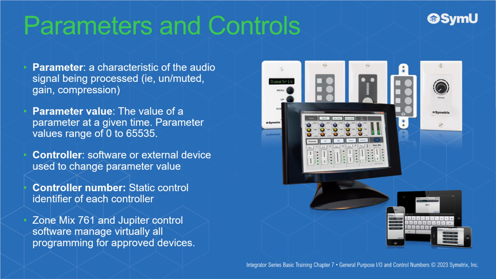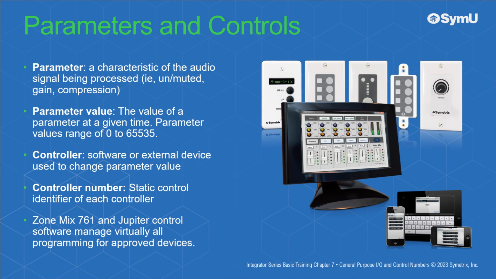First, let's cover a couple of terms we'll use that honestly get a bit confusing. Parameters are characteristics of an audio signal that the system is or will be processing. These are the usual qualities and states of a signal that audio engineers work with, such as muted, unmuted, gain level, EQ settings, etc. When using DSPs in the Integrator series, the platform defines the available range of values for any parameter numerically from 0 to 65535. More on this in a second.